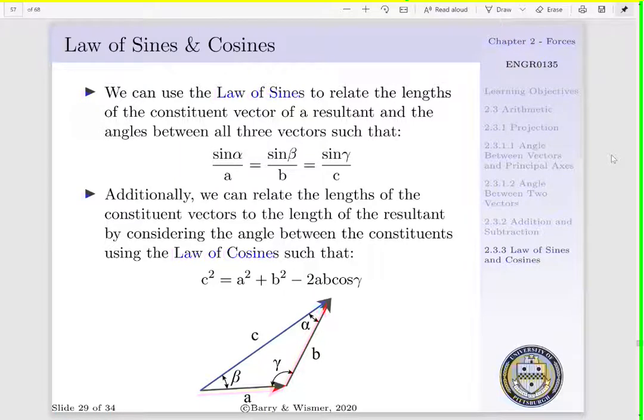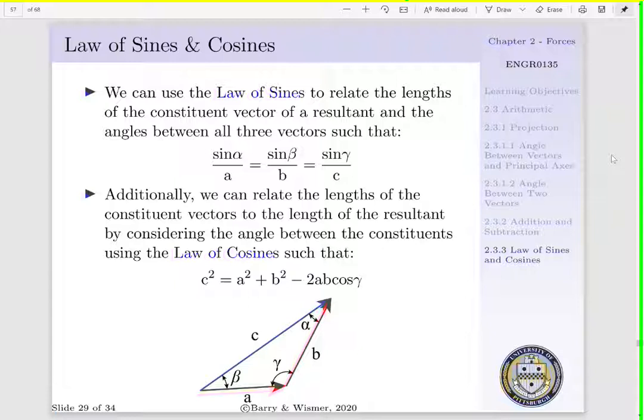Now, we can use the law of sines to relate the lengths of constituent vectors A and B to that of a resultant C via the angles between all three vectors, such that sine alpha per A is equal to sine beta per B, which is equal to sine gamma per C, where A and B are our constituent vectors and C is our resultant. Gamma is the angle opposite C, alpha is the angle opposite A, and beta is the angle opposite B. You can click the hyperlink to read more.